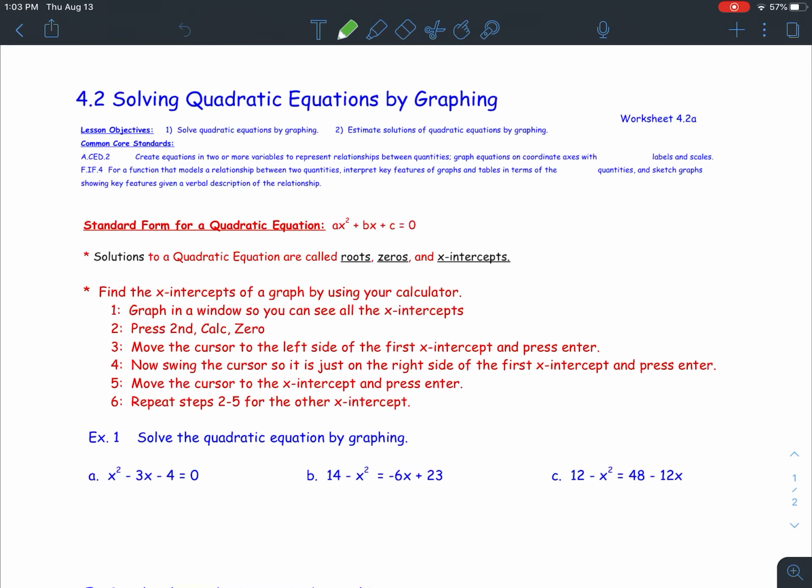Okay, section 4.2. In the previous video, we were introduced to quadratic functions, specifically how those graphs look like parabolas, how to tell from the equation whether it's opening up or down, and how to find the vertex and axis of symmetry without using the calculator.